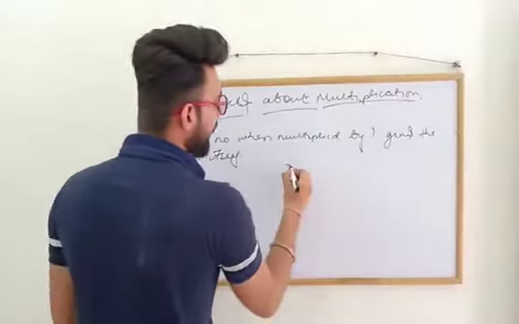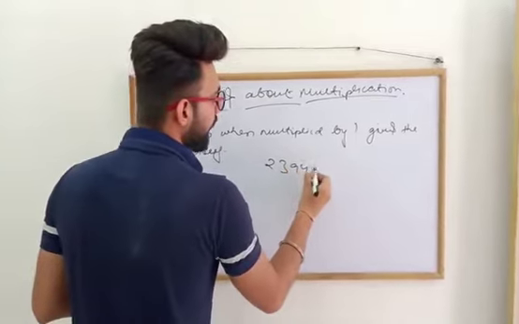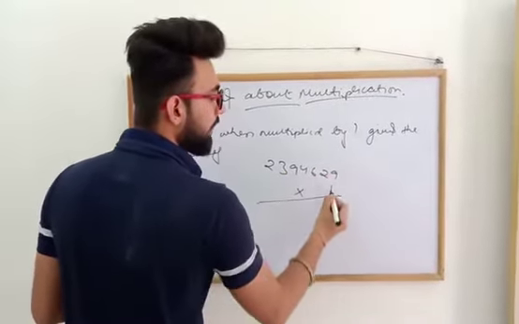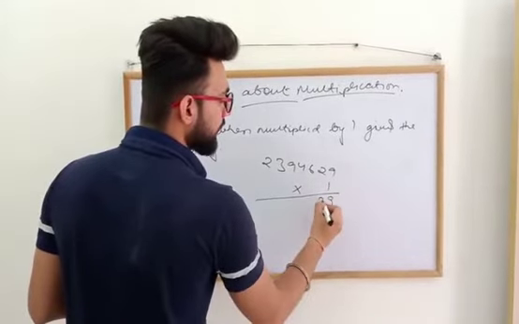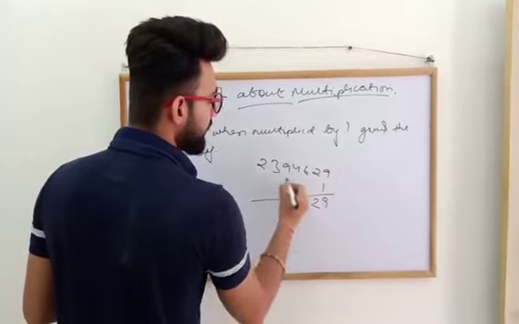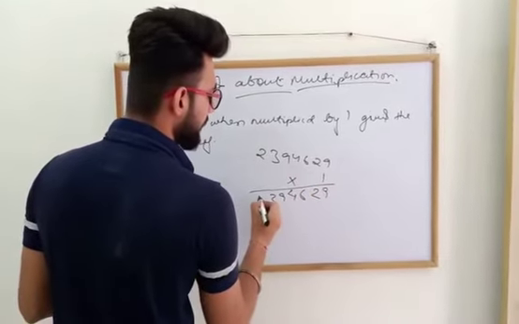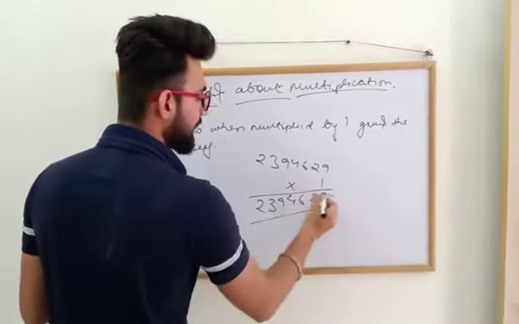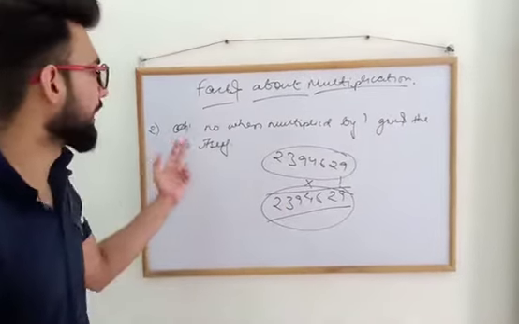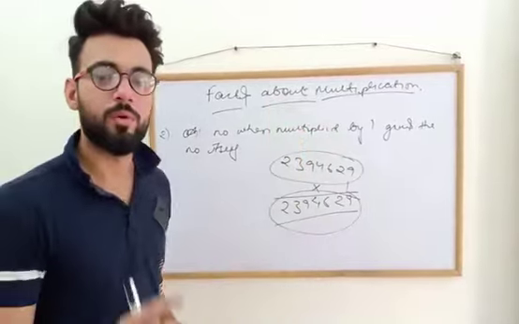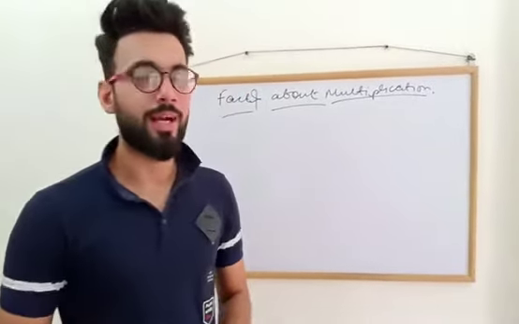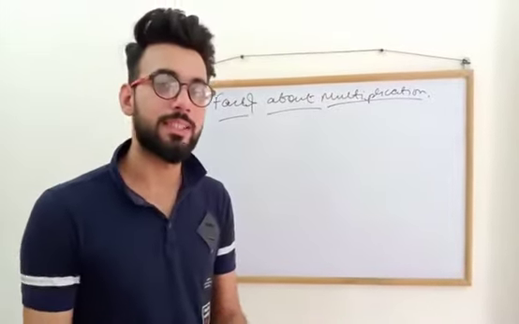Let's say if you multiply 2, 3, 9, 4, 6, 2, 9 by 1, we'll get 9 ones are 9, 2 ones are 2, 6 ones are 6, 4 ones are 4, 9 ones are 9, 3 ones are 3 and 2 ones are 2. You can see that this number is completely the same as this number. So justifying this fact that a number when multiplied by 1 would always give the number itself. Moving on to a third fact which people also say is a trick.